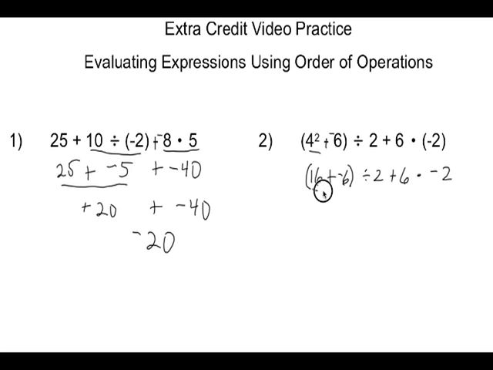Okay, I have my parentheses, so 16 plus negative 6 is positive 10, divided by 2 plus 6 times negative 2. I do have division here, and I have multiplication here, so I can do them at the same time. So 10 divided by 2 is 5, and 6 times negative 2 is negative 12. Okay, I'm adding a positive plus a negative, so I take the sign of the bigger number and subtract. So negative 7.